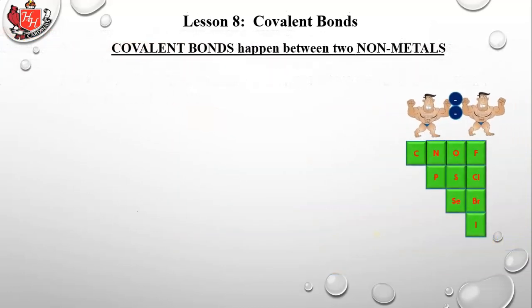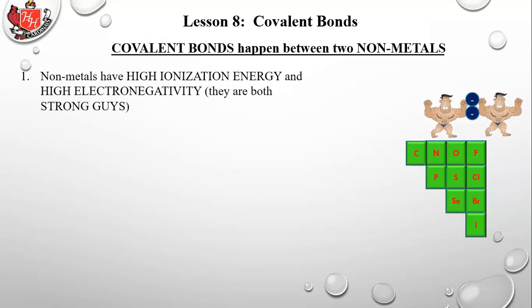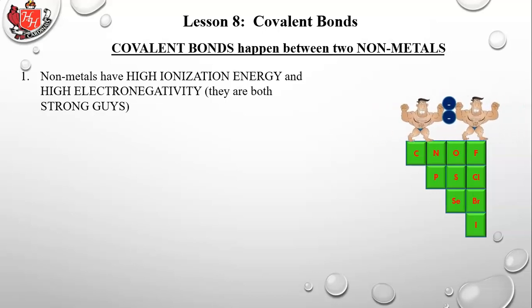So covalent bonds happen between two nonmetals. Nonmetals have high ionization energy and high electronegativity. They're both strong guys. So they have high ionization energy, meaning they don't give up their electrons easily. It's very difficult to take an electron away from a nonmetal. On the other hand, they have high electronegativity, which means they're very good at taking electrons away from other atoms.